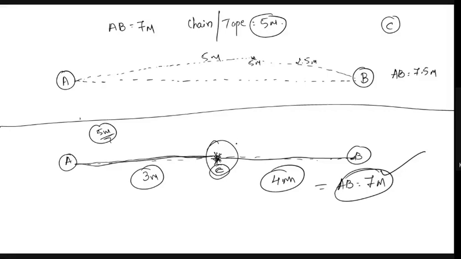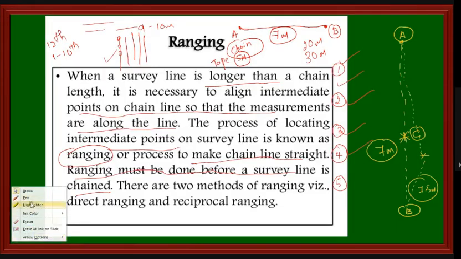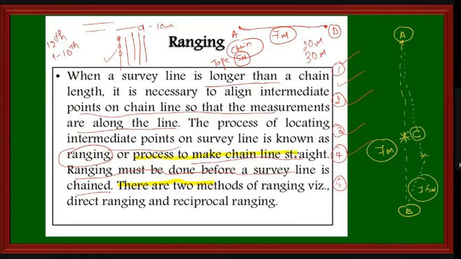Why we should do ranging: intermediate points, ranging is the process to make the chain line straight. Ranging must be done before a survey line is chained. Before you take the tape and start to measure the distance between A and B, we should establish the station points. There are two methods of ranging, direct ranging and indirect ranging, or we will call it reciprocal ranging.